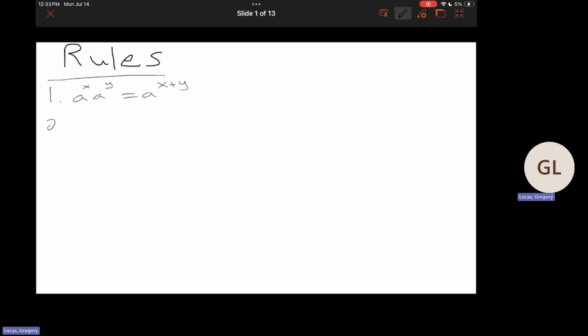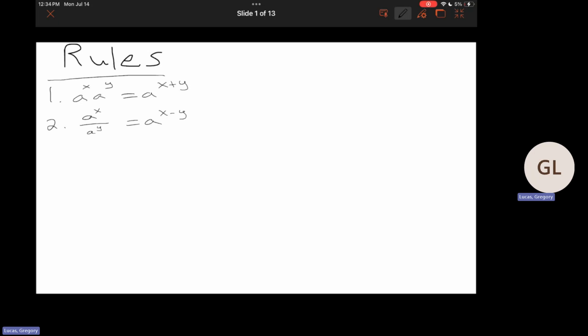Similarly, if we divide two things, so if I have a to the x over a to the y, I'm allowed to subtract those exponents. And it's important here, this only works if we have the same base. If they don't have the same base, I'm not allowed to do this. So a can be anything.